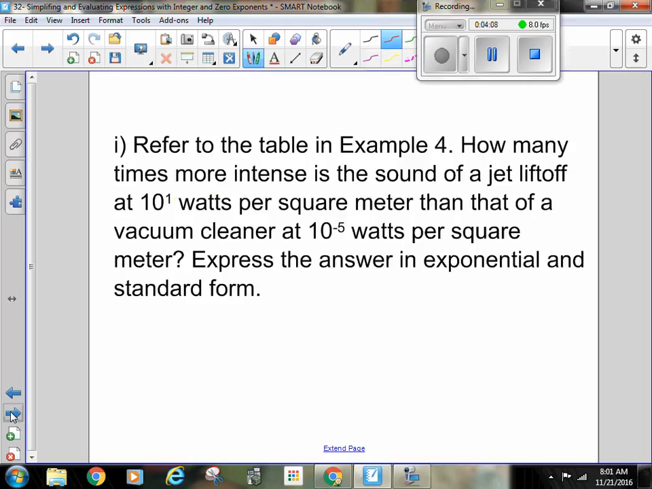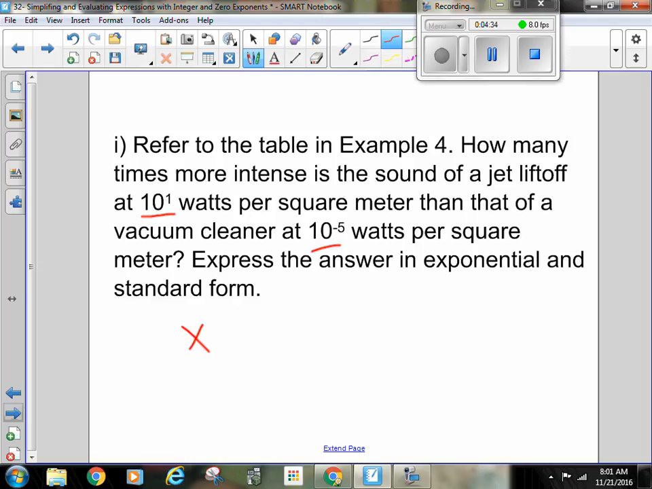All right, last one here. It says refer to the table in example 4. If you want to take a look at it, it's on page 200. Really doesn't make a difference if we see it in this problem or not. How many times more intense is the sound of a jet liftoff at 10 to the 1st power watts per square meter than that of a vacuum cleaner at 10 to the negative 5th power per square meter? Okay, express the answer in exponential and standard form.